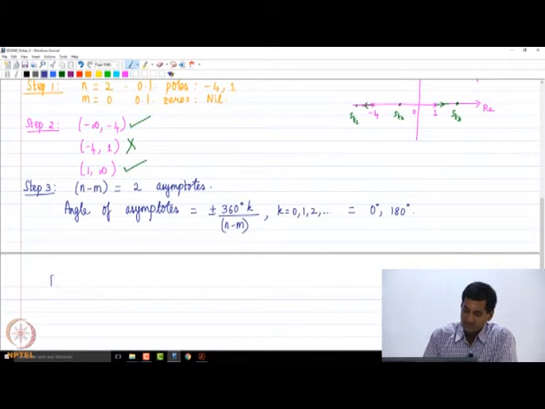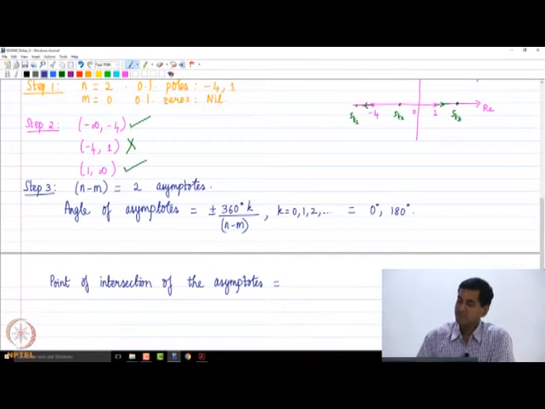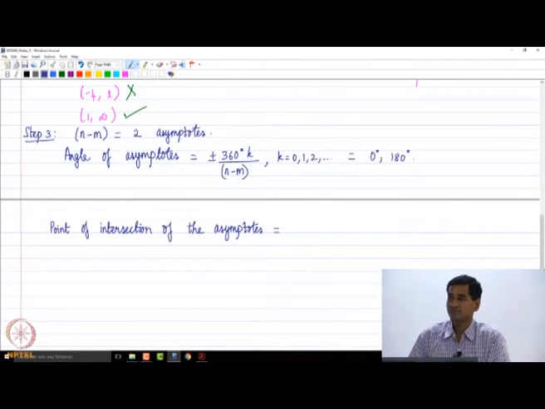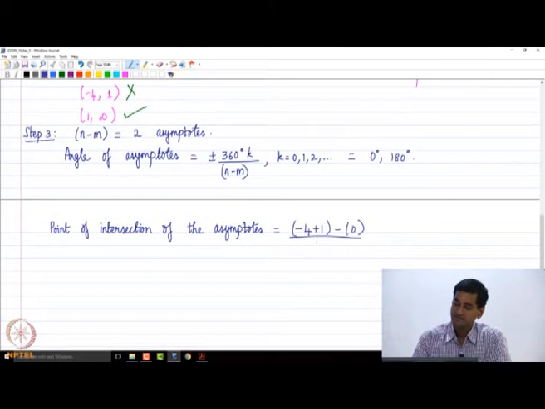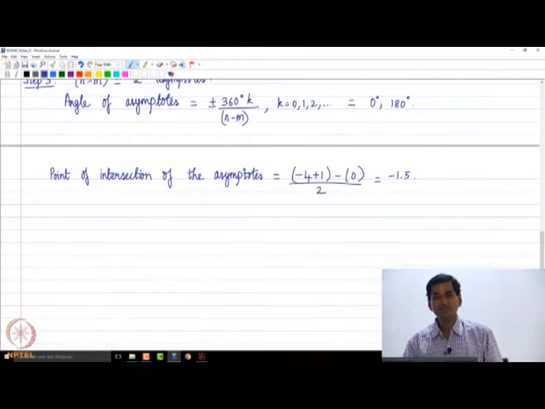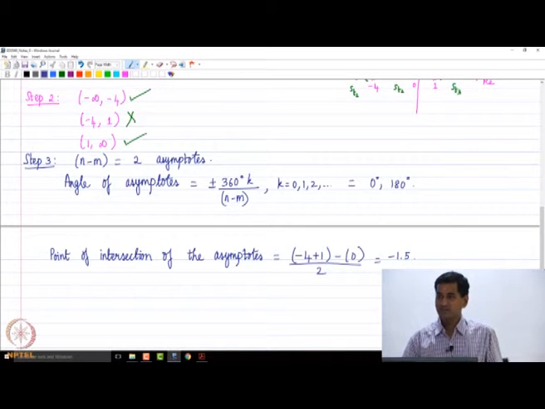Now the question is, what is the point of intersection of the asymptotes? That formula still remains the same: the sum of open loop poles minus the sum of open loop zeros, divided by n minus m. The sum of open loop poles is minus 4 plus 1, which is minus 3. There are no open loop zeros. Divided by n minus m, which is 2, it is still going to be minus 1.5. That's the same thing we obtained previously with negative feedback.